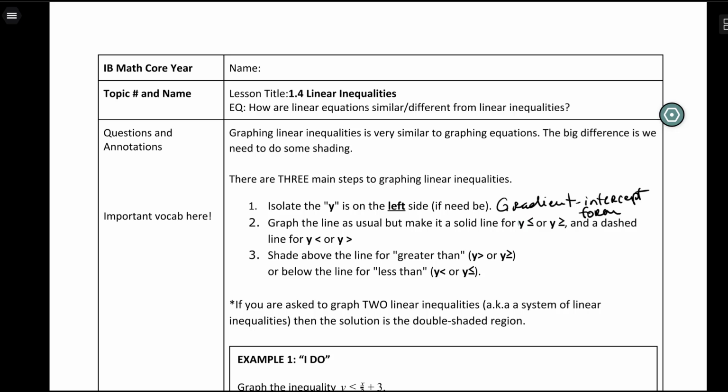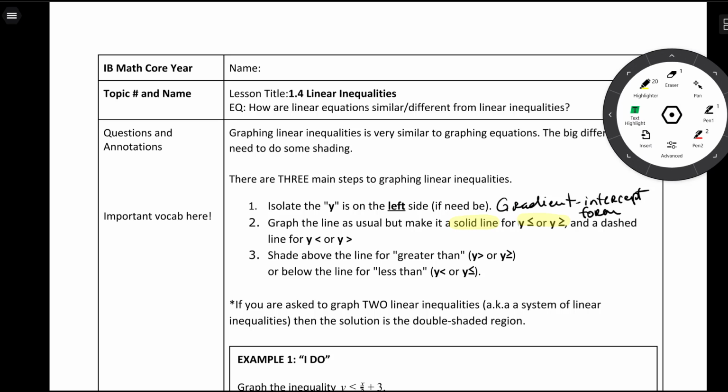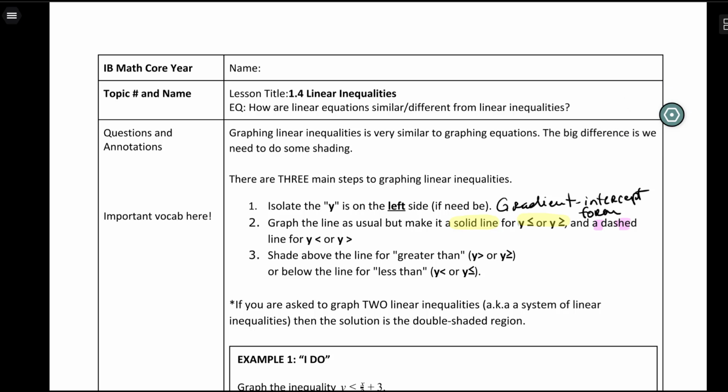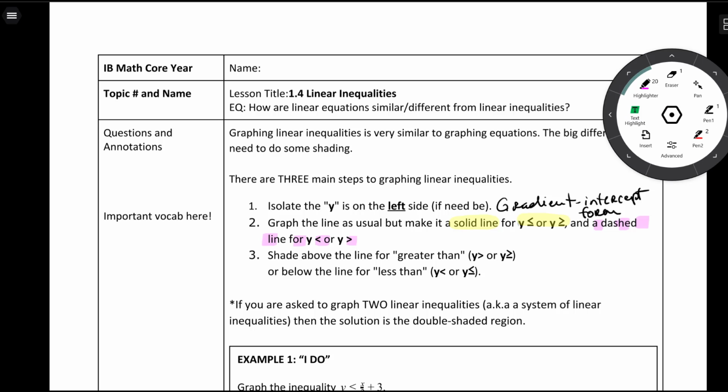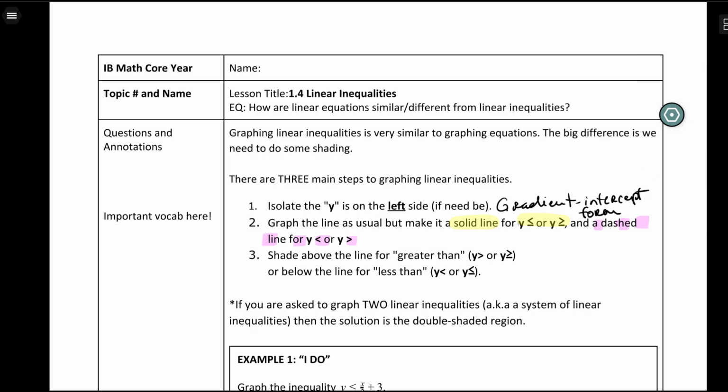So that's less than or equal to, or greater than or equal to. You're going to have a solid line, and then you're going to have a dashed line any time you see y is strictly less than or strictly greater than. You want to shade above the line for any greater than symbols and below the line for any less than symbols. We'll try and make it as simple as possible. You guys remember what to do. Let's go through a couple of examples.